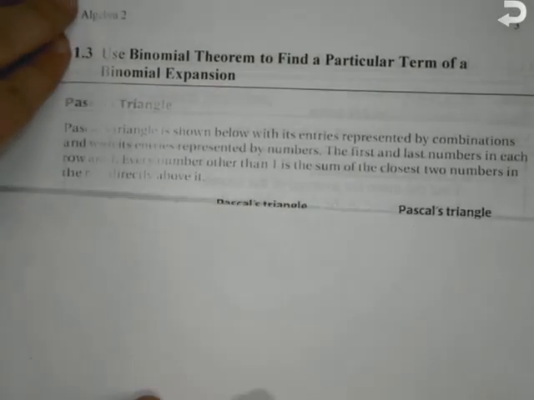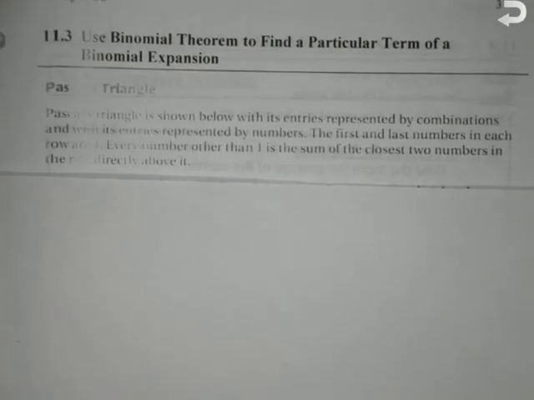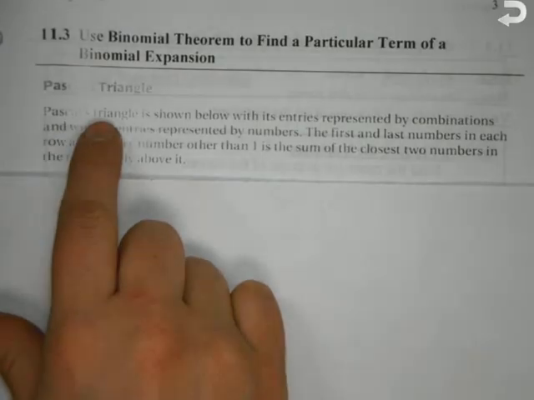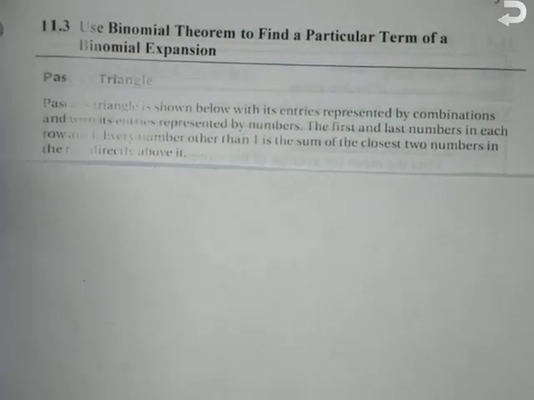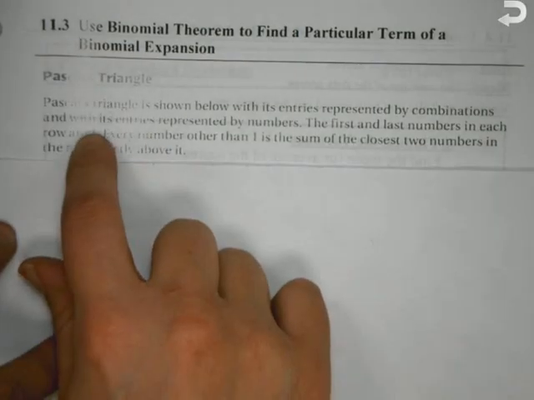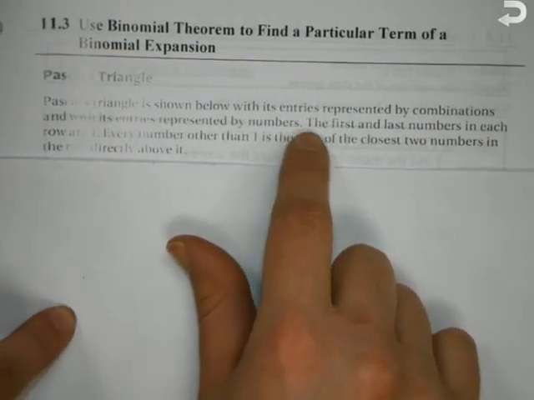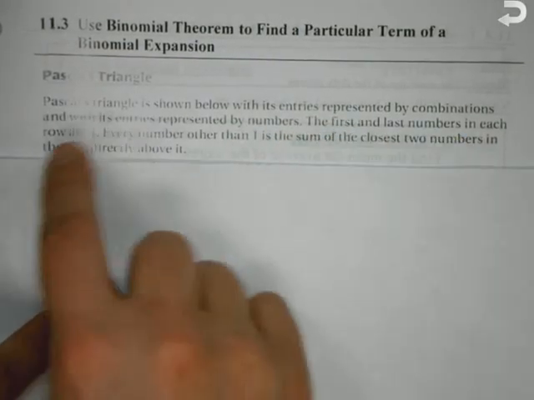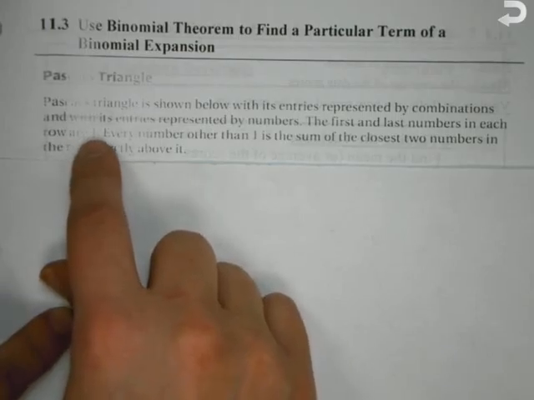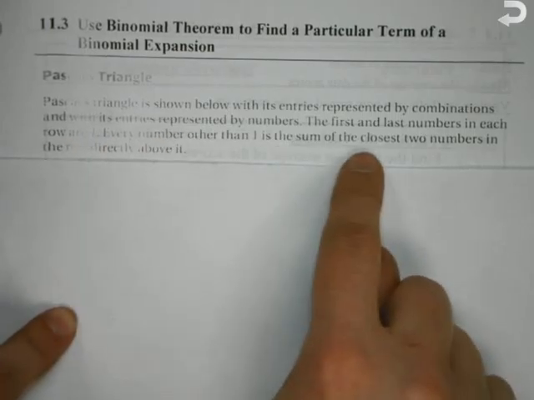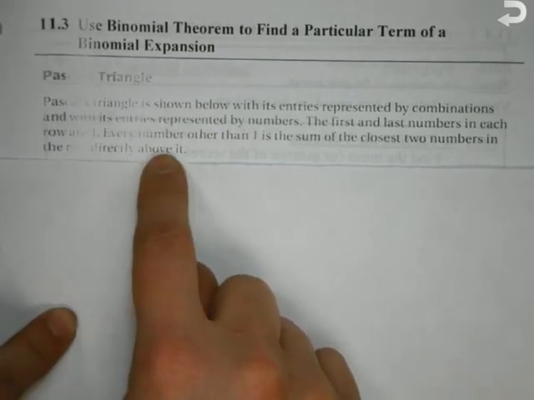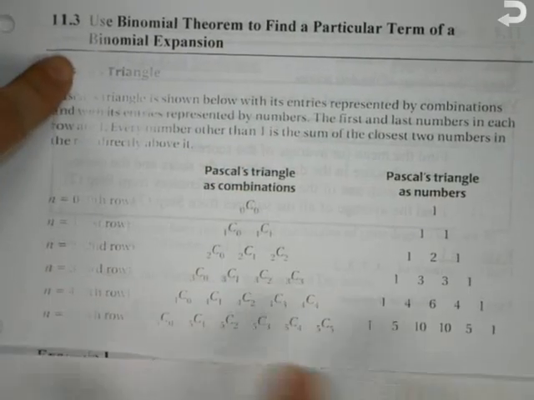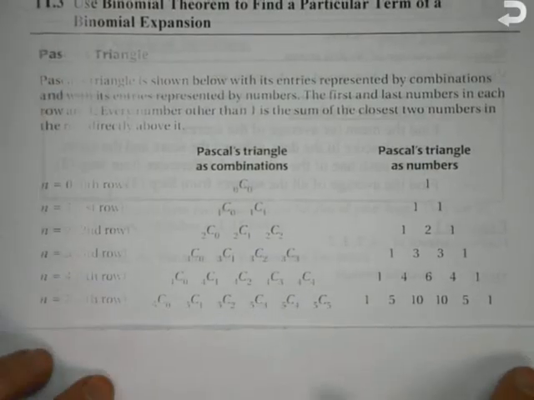Okay, now here's a short description, again, just to remind you of Pascal's triangle. Pascal's triangle is shown below with its entries represented by combinations, and its entries represented by numbers. The first and last numbers in each row are always 1. Every number other than 1 is the sum of the closest two numbers in the row directly above it. Okay, so here's Pascal's triangle. This is the one that we worked with yesterday on the right, correct?